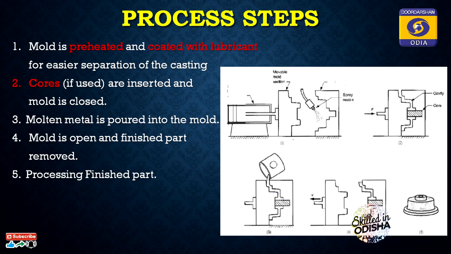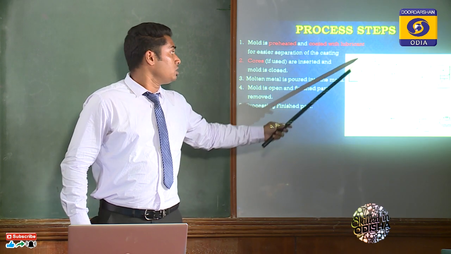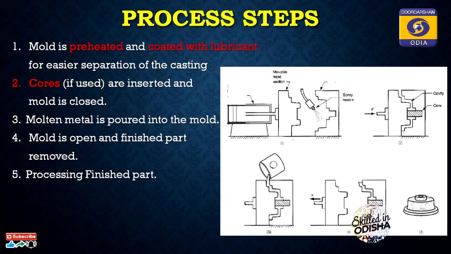Again I am summarizing this process. First we have to preheat. Preheating is done to facilitate the molten metal flow. After that, nozzle spray coating is done for separation of the casting product easily from the mold cavity. This is the movable mold half and this is the fixed mold half.